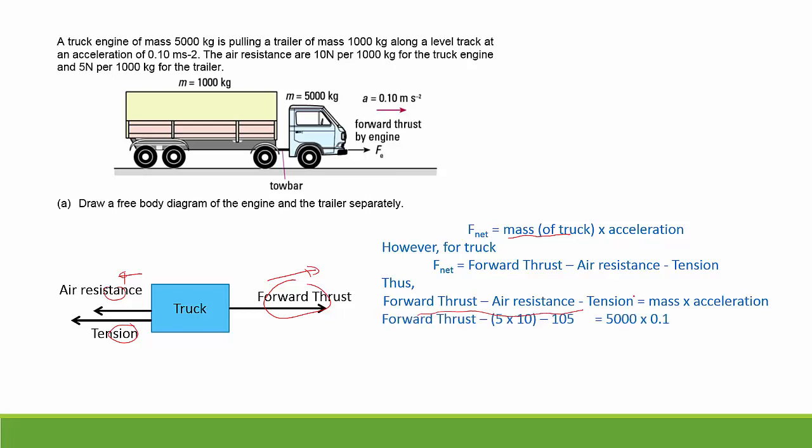Substitute in the values, and this time around air resistance is 10 Newton per 1000 kilo, and since it's 5000 kilo, that's 5 times 10. And the tension, which we calculated before, was 105, and then you have 5000, which is the mass of the truck, and the acceleration. And by substituting and solving for this, you should get forward thrust equals 655 Newton.